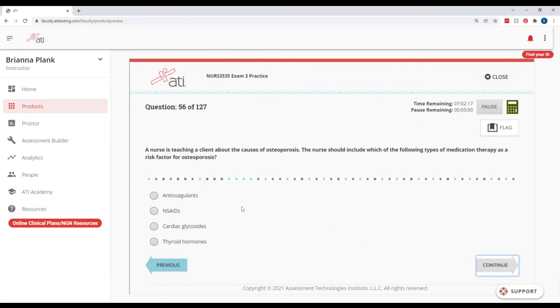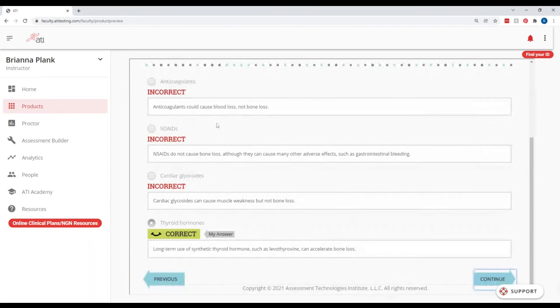Okay, which of the following types of medication therapy is a risk factor for developing osteoporosis? D. So that is correct.